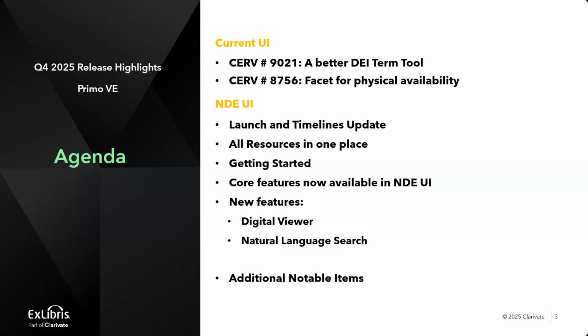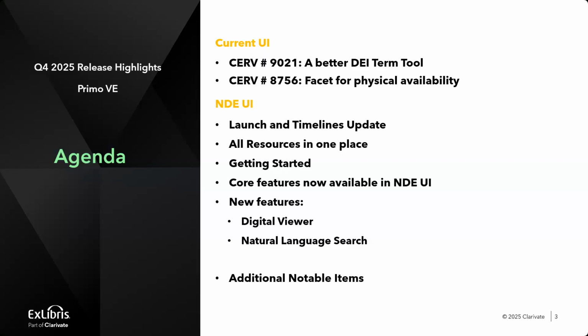The enhancements that are relevant for the current UI are the two following curve submissions. The first one is the DEI term tool enhancement, which consists of 3 parts. And the second one is the facet for physical availability. The ones that are relevant for the NDE UI are the launch and timeline update.